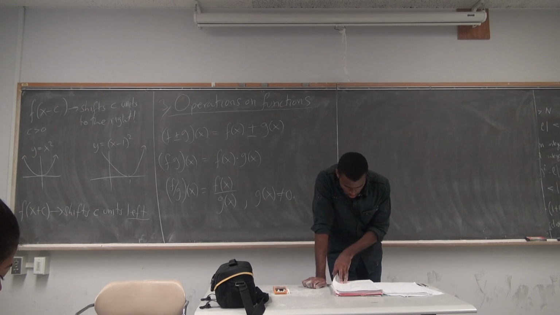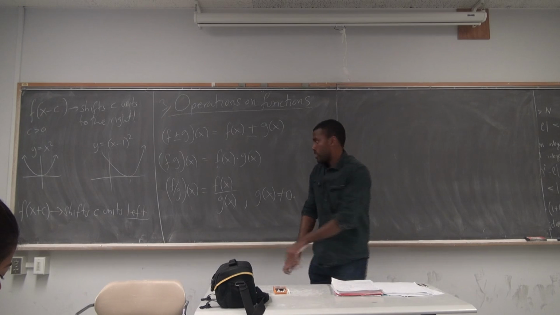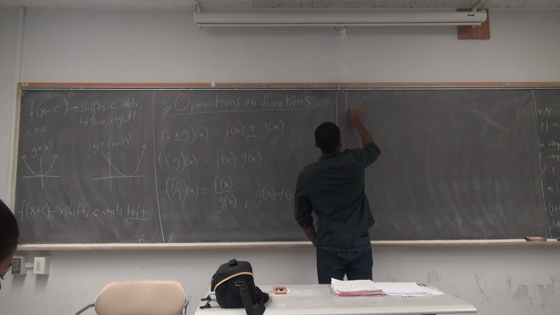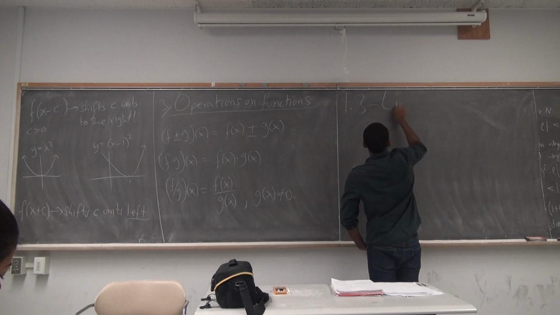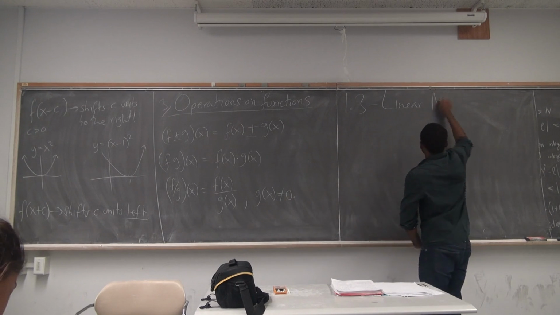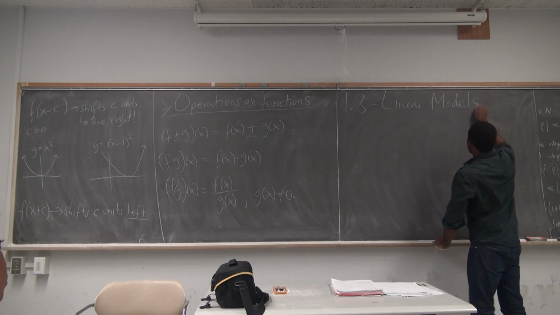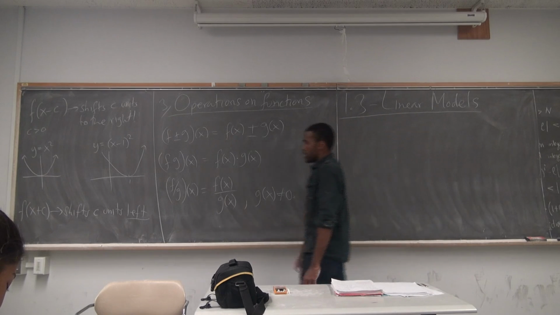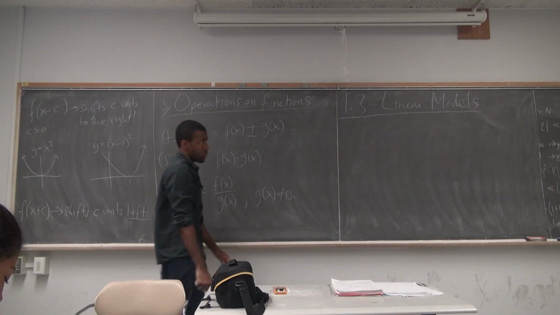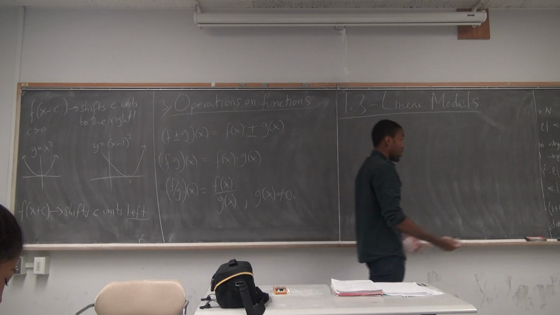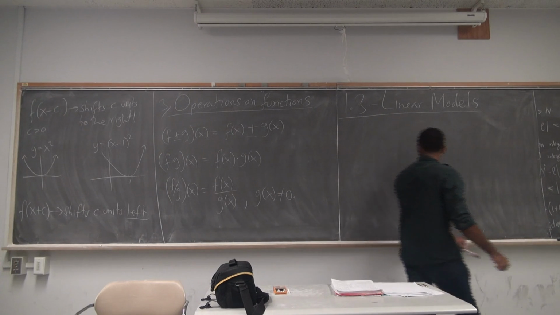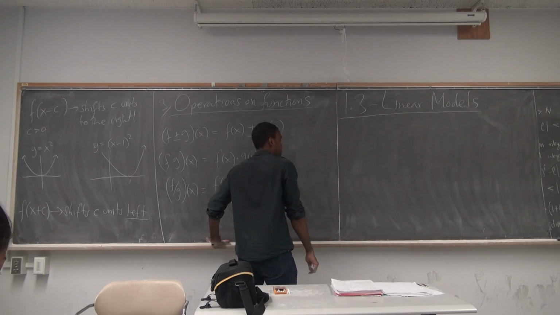I had notes here about the domain, but I don't think I want to talk about those. Let's actually jump to 1.2. Linear models. Now we're going to remind ourselves about the equations of lines and how we use them to solve word problems, and what kind of word problems can be solved with the equations of lines.